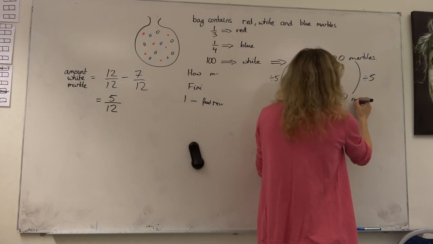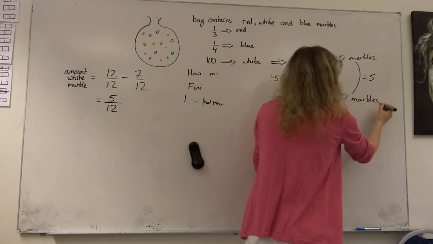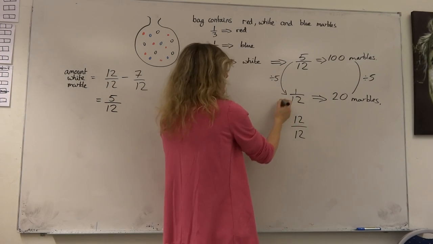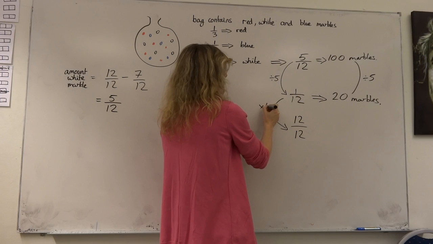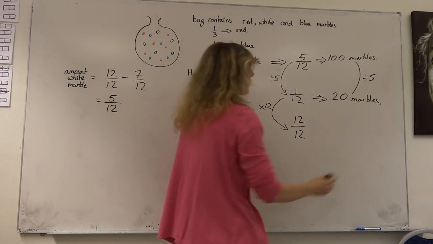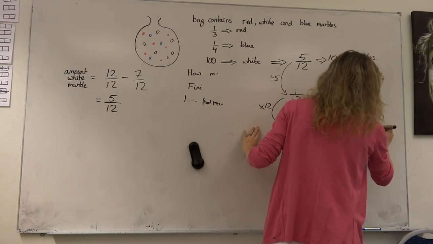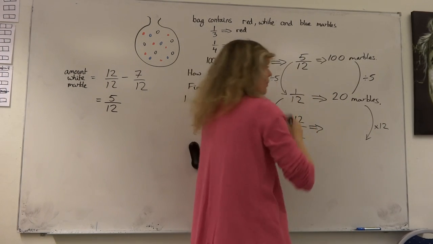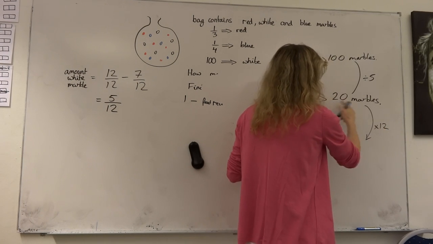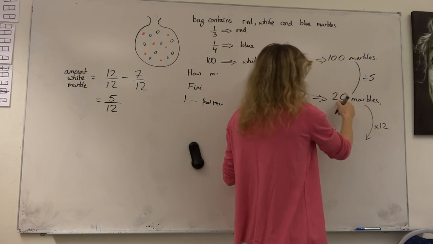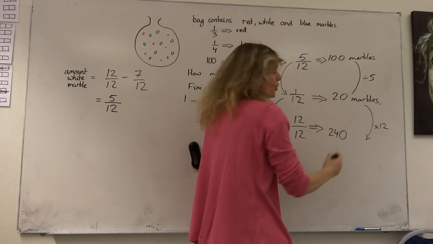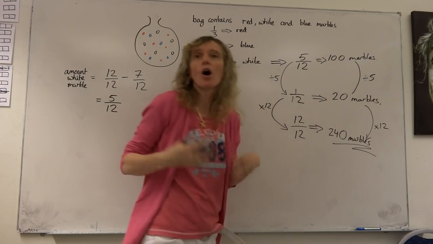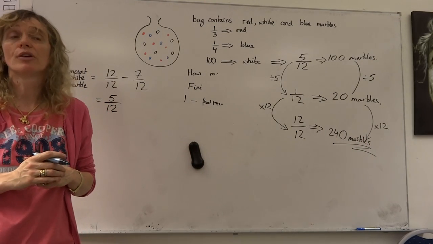So I now know what 1/12 of my marbles are. It's really easy for me to work out what 12/12 are, because I go from 1/12 to 12/12 by multiplying by 12. So I have to multiply my 20 marbles by 12. So 12/12, or the whole bag of marbles, ends up being 2 12s or 24. But we had a 0 here, so we have a 0 in our answer. 240 marbles. So I know that the whole bag should contain 240 marbles.